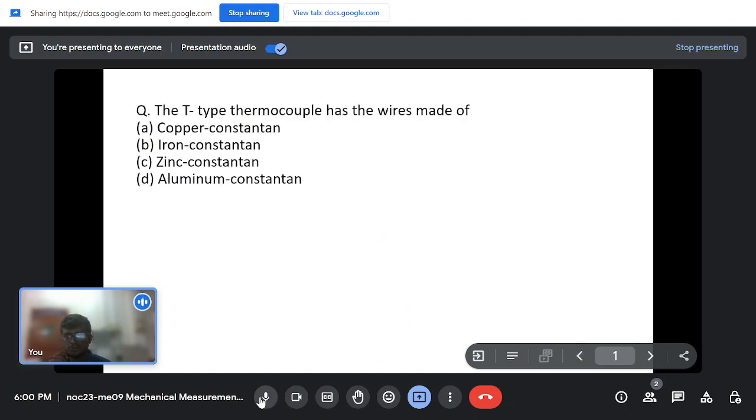The first one is: the T-type thermocouple has the wires made of A. Copper constantan, B. Iron constantan, C. Zinc constantan, D. Aluminium constantan.